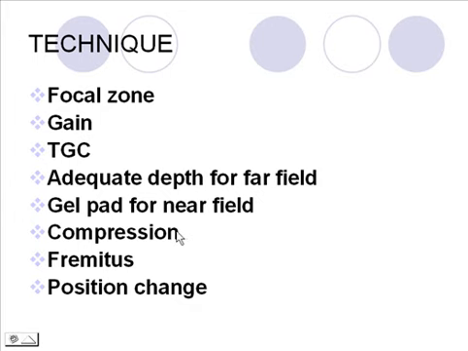Other things such as compressing the mass to see if it's compressible, elastography, fremitus, position change to see if the mass changes position. All these things can also be used, but more often it's just your basic things that you use with other forms of ultrasound, making sure your focal zone is right, making sure your gain settings are right, and making sure your depth covers the area that you need to see.